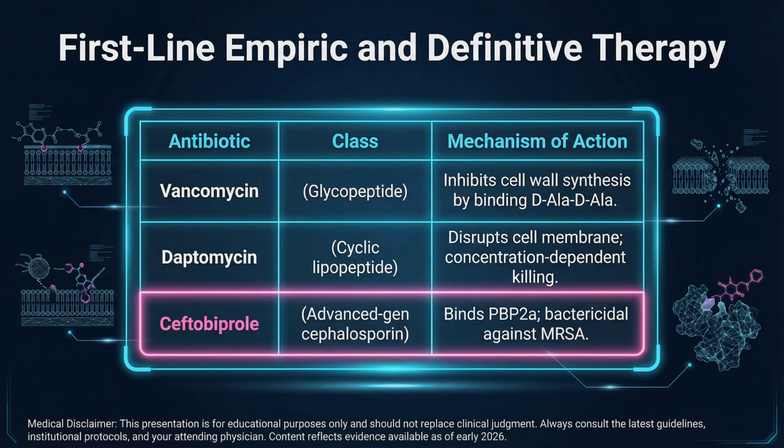When MRSA bacteremia is suspected or confirmed, we have 3 excellent first-line agents. These are Vancomycin, a glycopeptide that inhibits cell wall synthesis; Daptomycin, a cyclic lipopeptide that disrupts the cell membrane; and Ceftobiprole, an advanced generation cephalosporin that is unique in its ability to bind PBP2A, making it bactericidal against MRSA.